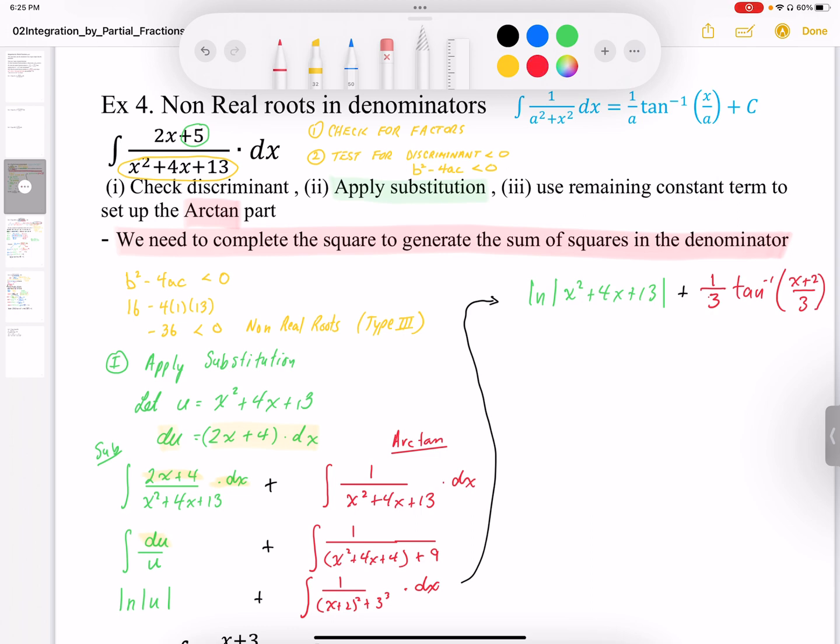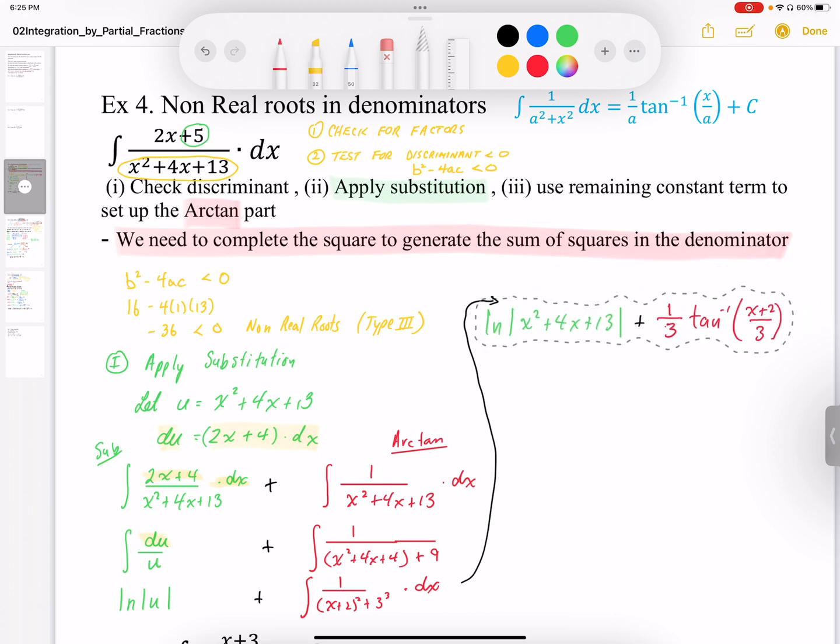So I'm just going to shift this over a little bit so I can fit in my plus c. And then I have my plus c. Okay, so there it is. There's my derivative, sorry, my integral for 2x plus 5 over x squared plus 4x plus 13.